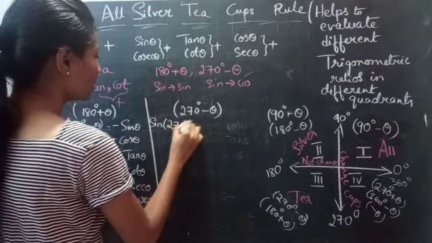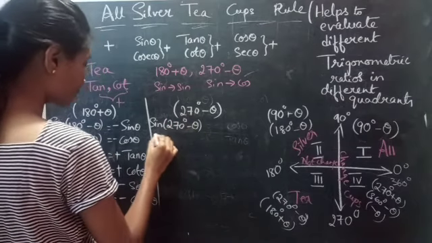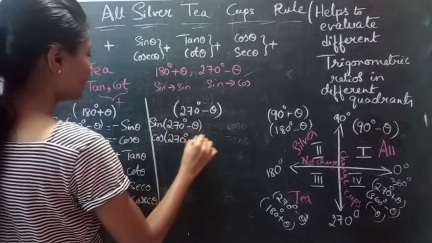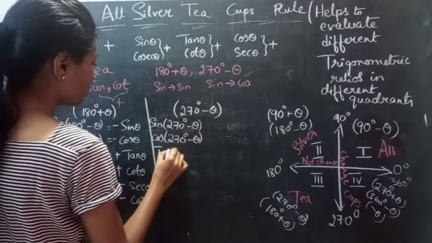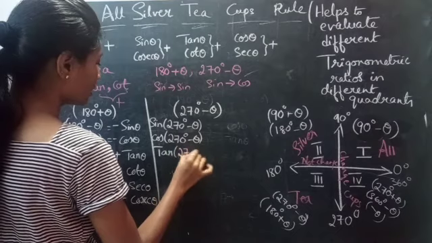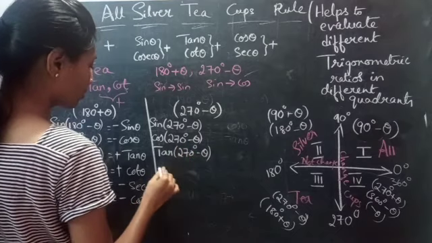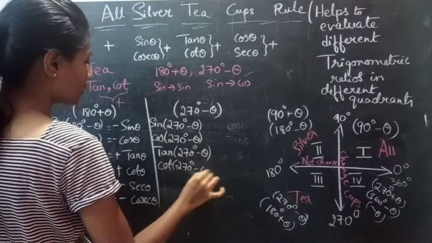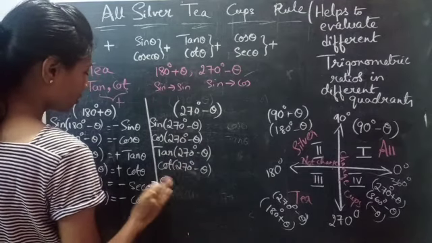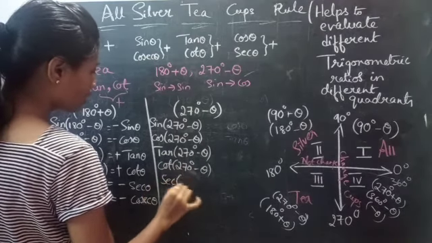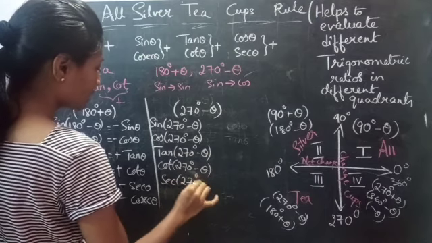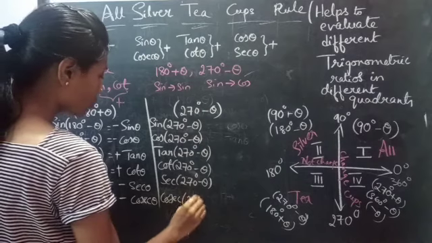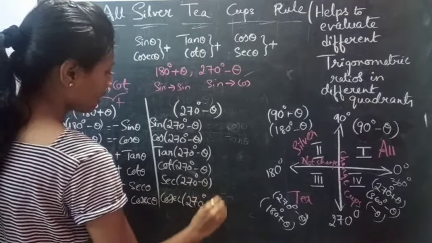Sine 270 degrees minus theta. Cos 270 degrees minus theta. Tan 270 degrees minus theta. Cot 270 degrees minus theta. Secant 270 degrees minus theta. Cosecant 270 degrees minus theta.